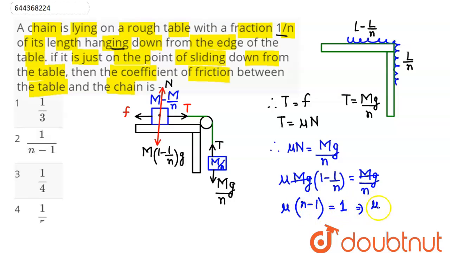Hence the value of mu, the coefficient of friction, will come out as 1 upon n minus 1, which means option number 2 is the correct answer. Hence 2 is our answer.